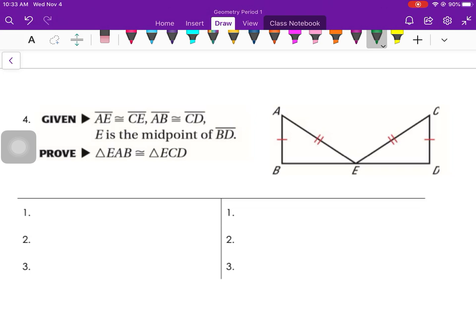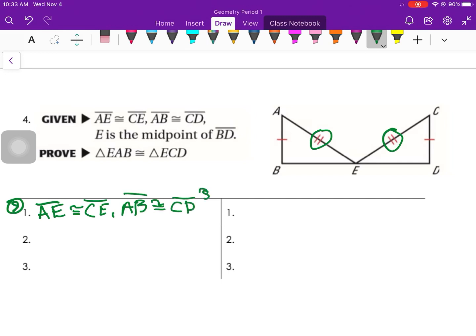Couple more. Maybe I'll just do part of this one and let you fill in the blanks for the rest. Let's write down our givens. Pause it if you need to. Write down all your given statements. AE is congruent to CE. Let's mark that while we've got it. AE, oh, it's already marked for us, is congruent to CE.